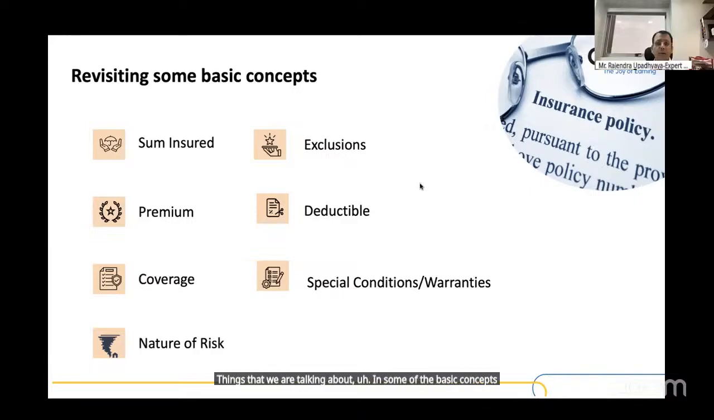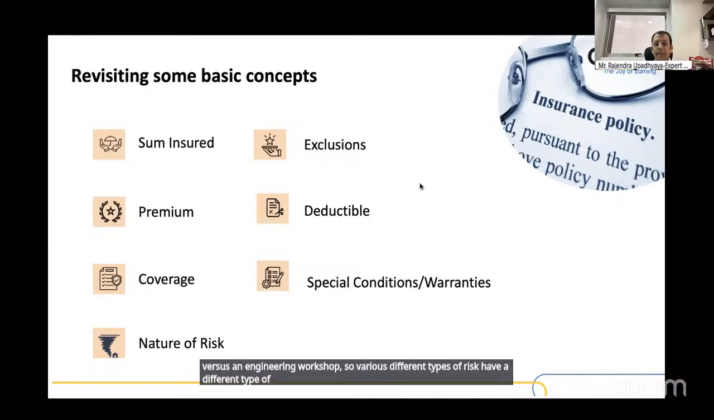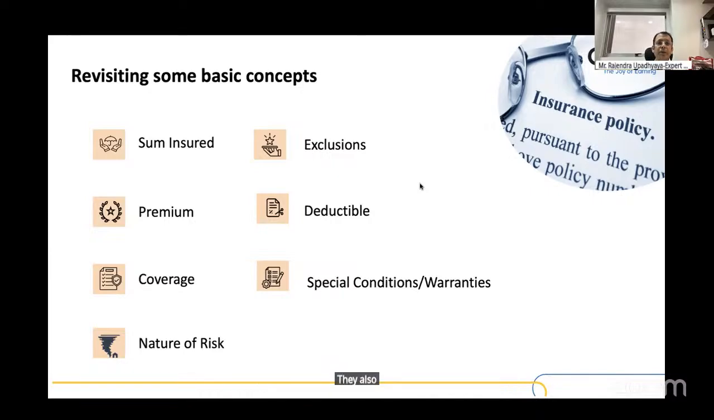Then comes the nature of the risk. What kind of risk does your business have? A plastic risk versus a textile risk versus an engineering workshop. Various types of risk require a different understanding, and therefore they also become part of the basic concepts we are talking about here.